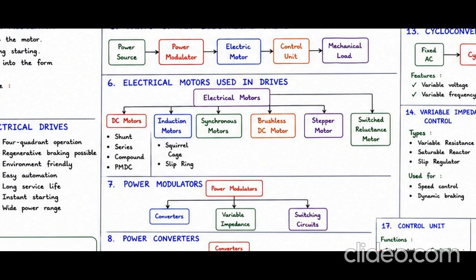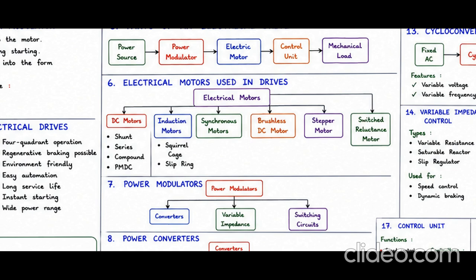Different applications require different motors. For DC drives, we use DC motors such as shunt, series, compound, and permanent magnet DC motors. For industrial applications, induction motors are the most popular. Depending on the rotor construction, they are classified as squirrel cage and slip ring induction motors. We also have synchronous motors, brushless DC motors, stepper motors, and switched reluctance motors. Each motor has its own advantages and applications, which will be studied in the later chapters.